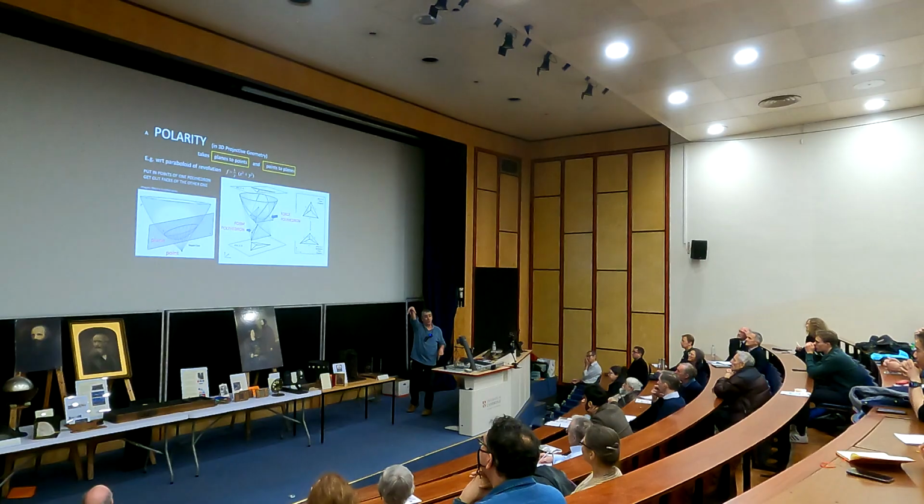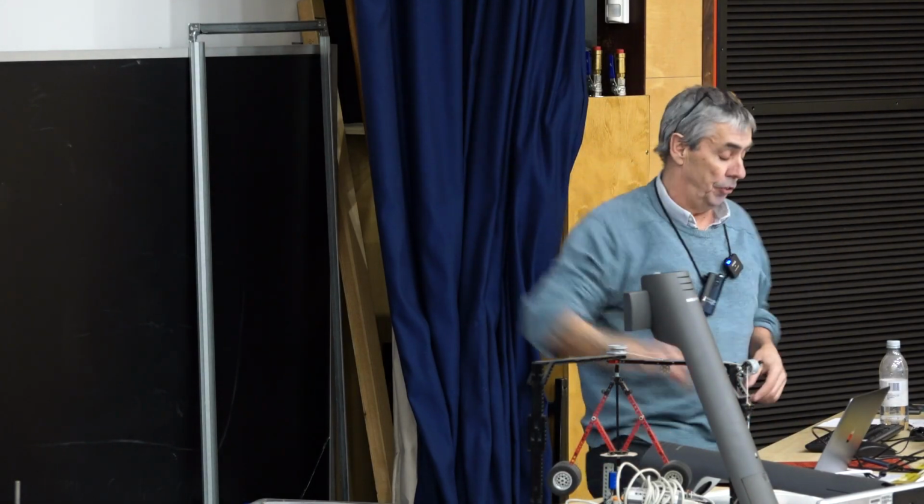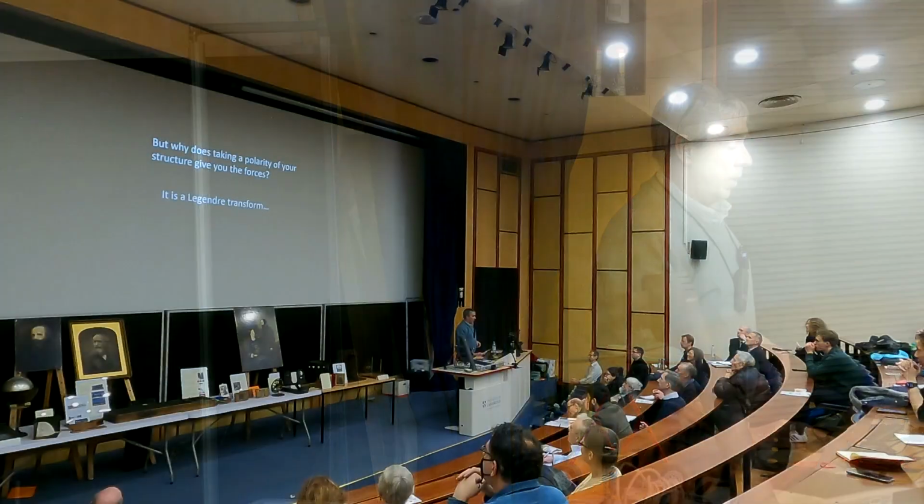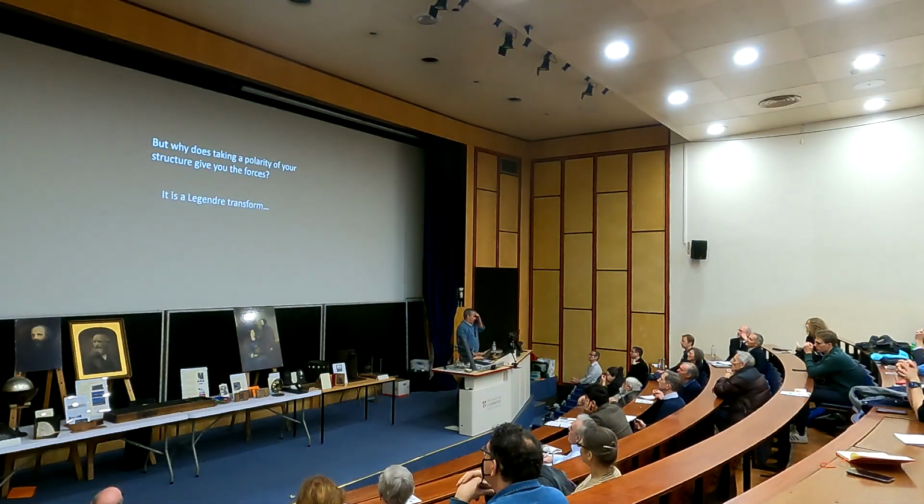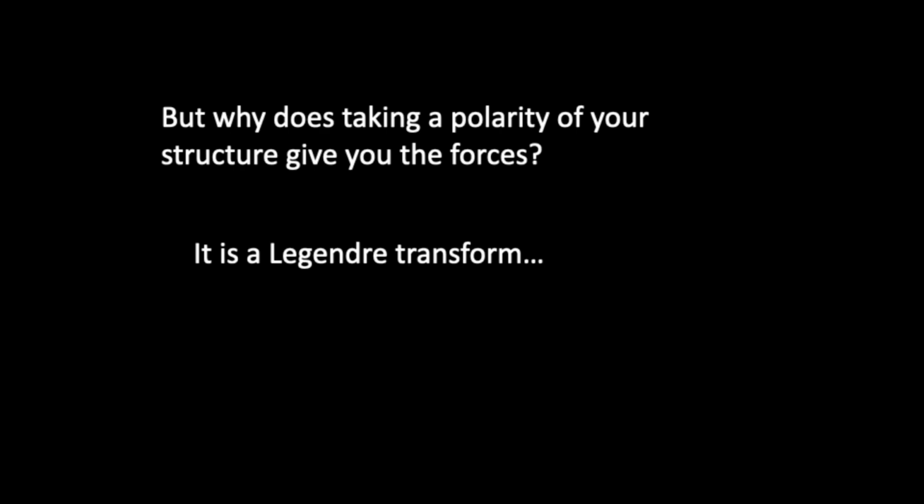You go from that tetrahedron, you can take those 4 planes, you get the 4 points. Or the 4 points, you get the 4 planes. So this total duality, popping back from one to the other. And then you squish them all back into 2D, and you've got your forces and your structure. So why should a polarity of your structure give you the forces? Well, it's a Legendre transform. Well, I didn't really know what a Legendre transform was either, but it turns out it is a Legendre transform.